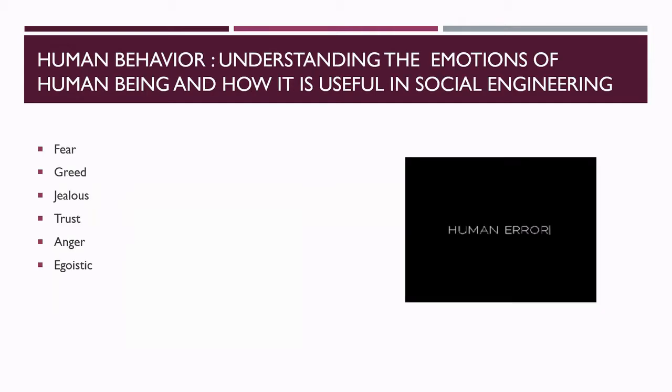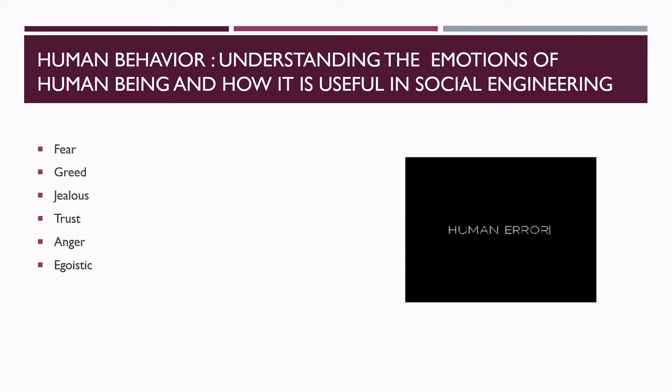We have to understand the emotions of a human being and how they are useful in social engineering. There are so many emotions: fear, then greed, then jealousy, trust issues, and then anger, and egoistic people. Fear is the most common. Everyone has some, and everyone has different types of fear. Some people are very greedy, money oriented people are there. Some people are very jealous.